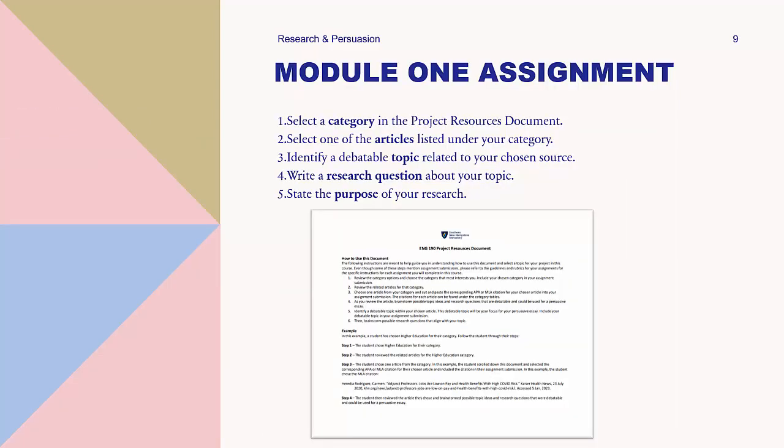In Module 1, we have an assignment, and that includes creating a research question. First, you'll select a category in the project resource document. You'll select one of the articles listed under your category, identify a debatable topic related to your chosen source, and then write a research question about your topic. State the purpose of your research.